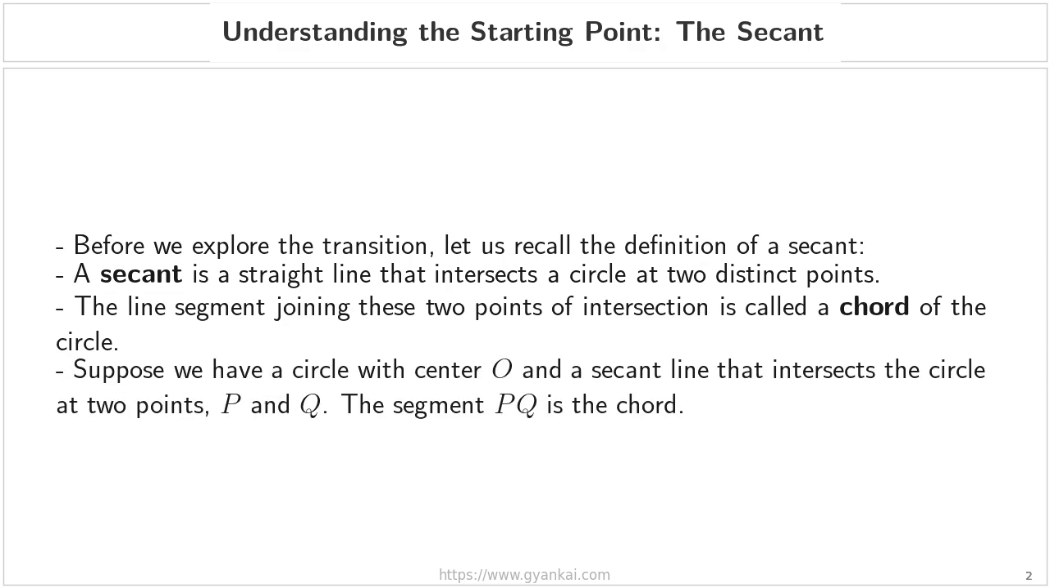To make this more concrete, let's visualize a specific example. Imagine we have a circle with its center labeled as O. Now, let's draw a secant line through this circle so that it hits the edge at 2 points, which we will call P and Q in this scenario. The line segment connecting P and Q is our chord. Keep this image of the 2 points, P and Q, firmly in your mind, because in the next slide, we're going to see what happens as we move this line to transform it into a tangent.